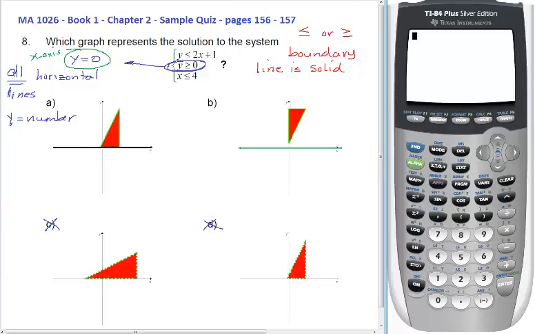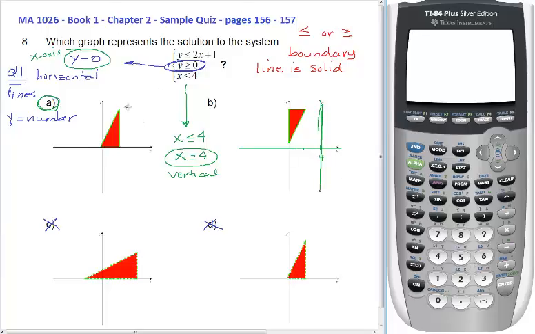If that still doesn't convince you that the answer is A, let's look at x less than or equal to 4. The boundary line is going to be x equals 4, and it's going to be solid because of the equal sign. Where is x equal to 4? Well, that's a vertical line at x equals 4. Now, if I drew a vertical line at x equals 4 over here, it doesn't exist on this one. The vertical line x equals 4 is right there. So that doesn't match as well.